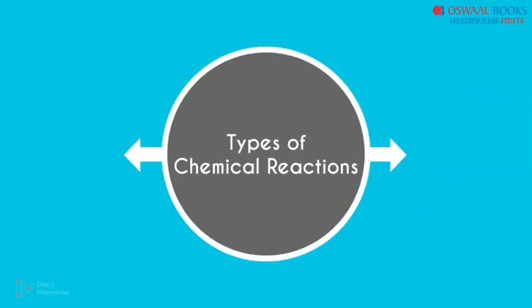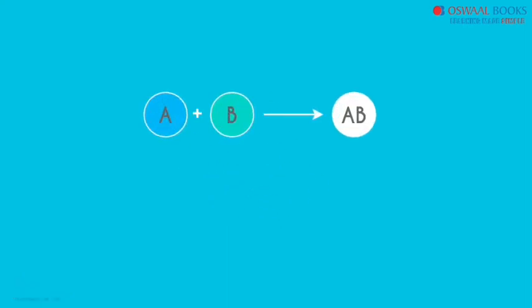Before we move on to types of chemical reactions, let me ask you a simple question. Look at this reaction. A plus B gives us AB. What happened here? If you were expected to use layman language to explain this, how would you say it? You'd probably say that A and B combined to give us AB. And there it is. You just said it. Such reactions are called combination reactions.